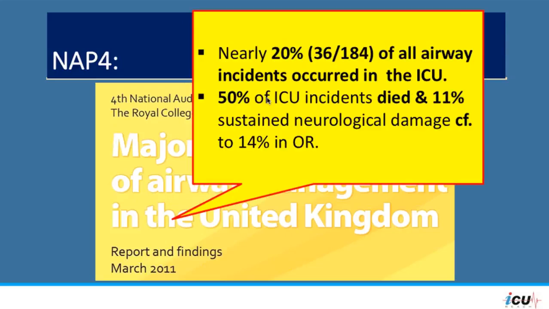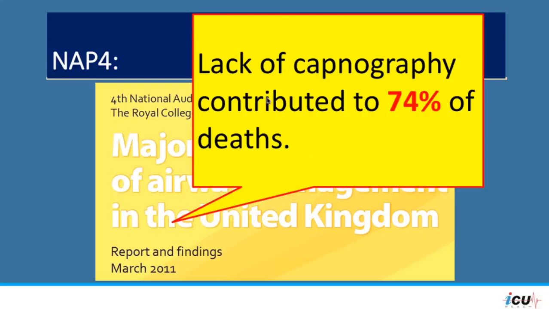It also found 1 out of 5 of all airway incidents occurred in the ICU. Unfortunately, 50% of them led to death, and 11% of them led to sustained neurological damage. Compare that to only 14% inside the OR, which led to either death or neurological damage. So unfortunately, airway incidents inside the ICU are bad news. Another major outcome of this report was that the lack of capnography contributed to 3/4 of deaths inside the ICU.